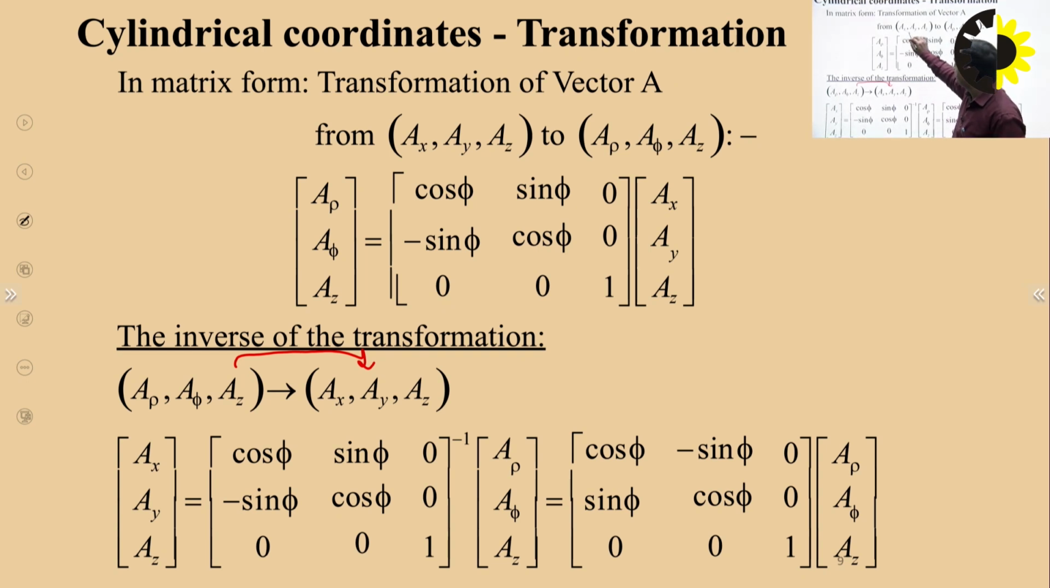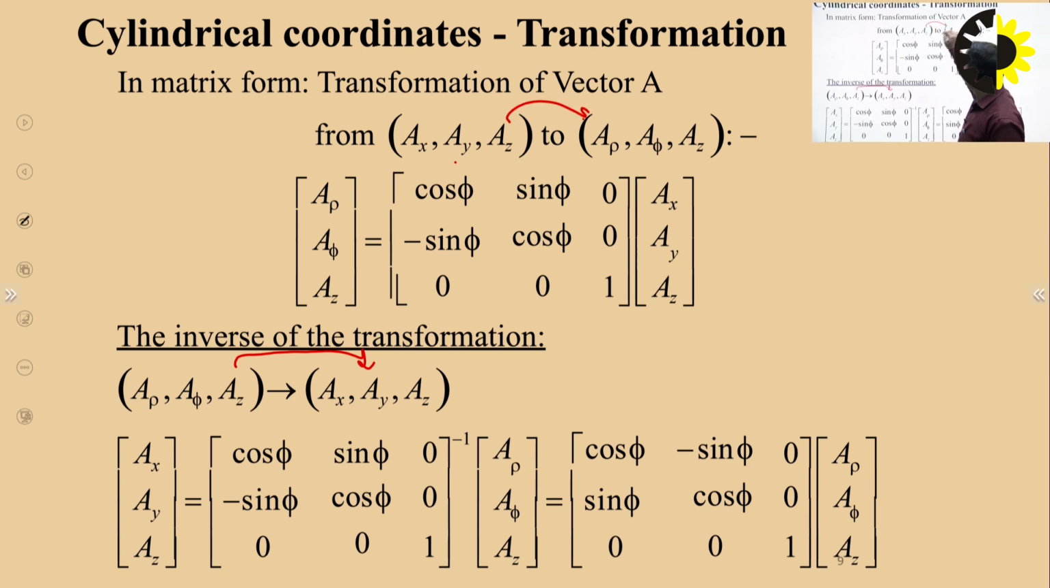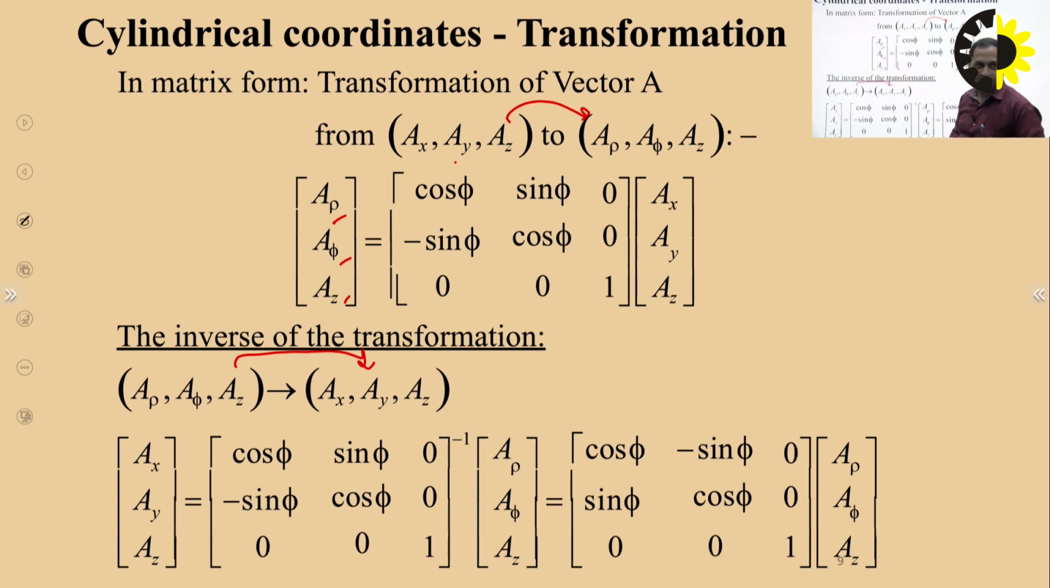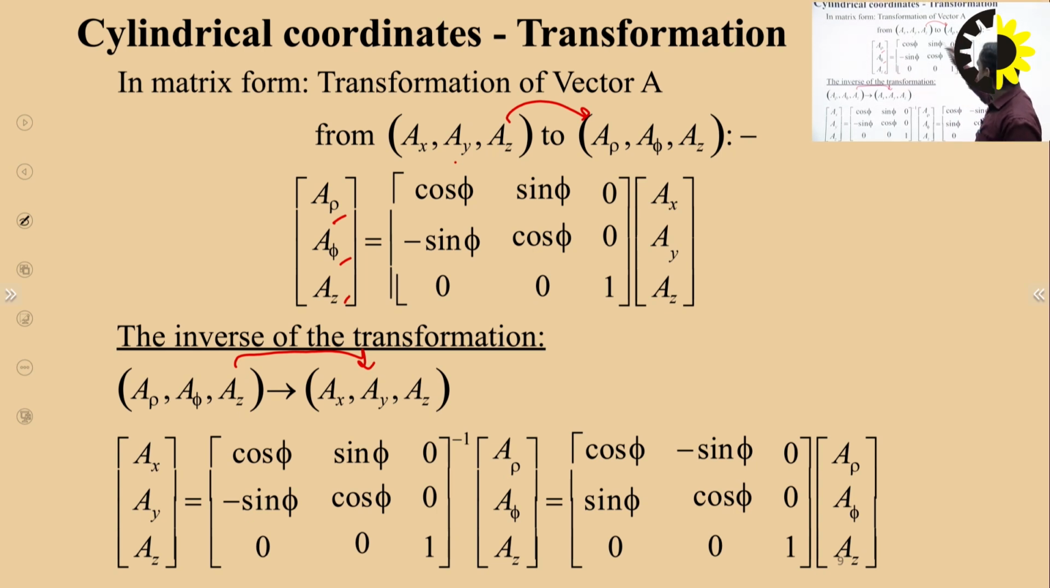If you are transforming this point, this is Cartesian, this is cylindrical. So we are transforming in this way. It means on the left hand side we will have a rho, a phi and az. On the right hand side we will have ax, ay and az. So what we want is this matrix. How are we getting this?